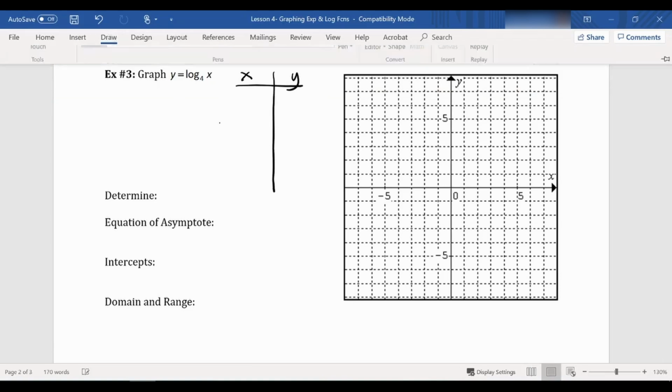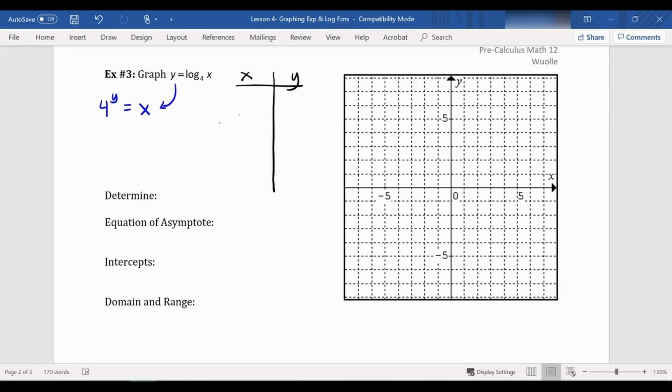So here's what I would choose to do. What the book wants you to do and what the course wants you to do is say, okay, what are some powers of 4? And write those in the x column, and then figure out what exponents go with that. I would choose to rewrite this as 4 to the power of y equals x.